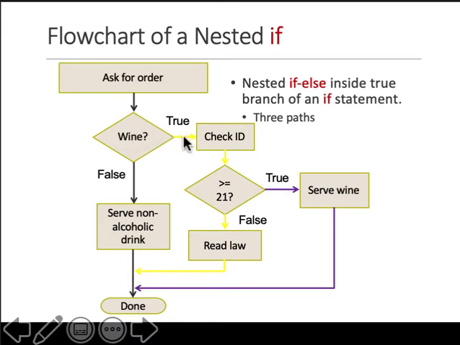Let's say you're going in the true branch, yes, the customer ordered wine. Then you check the ID. Is the customer over 21? If it's true, go this way. If it's false, go this way. Right? So you can see, you have to be over 21 to serve wine, and you get out the same branch. Right? So that is an example.